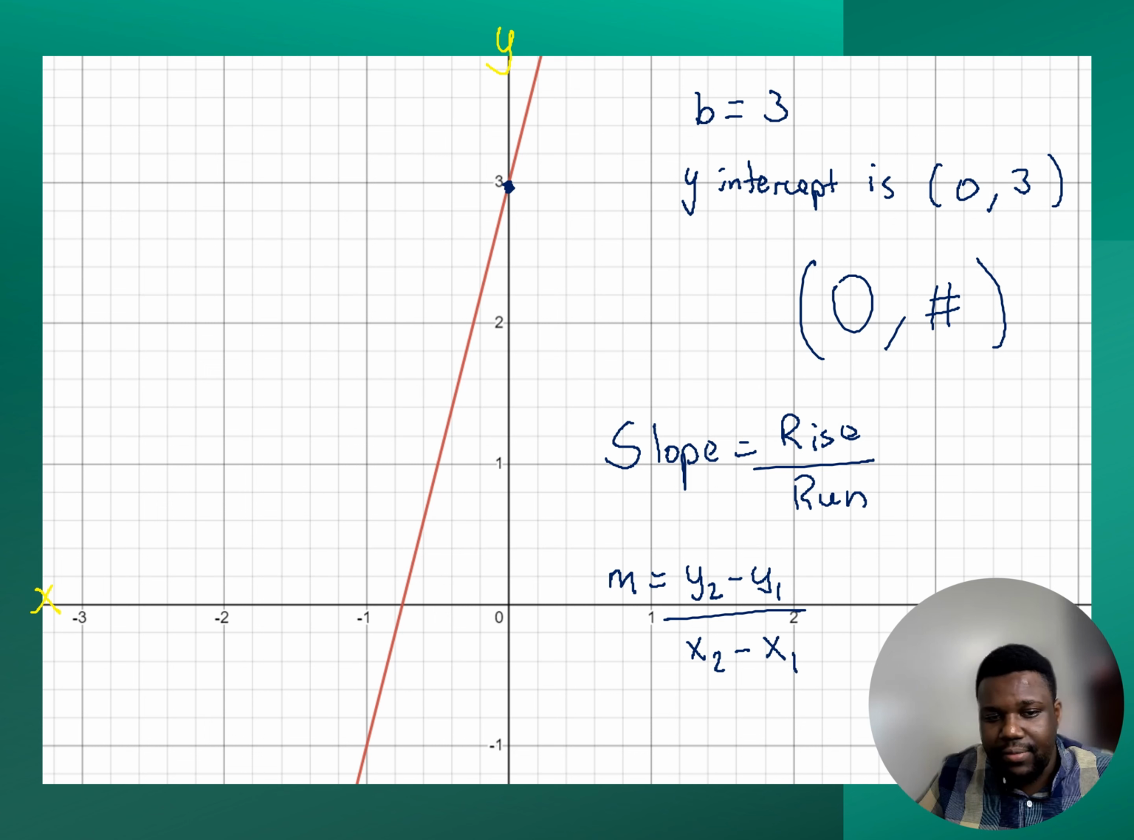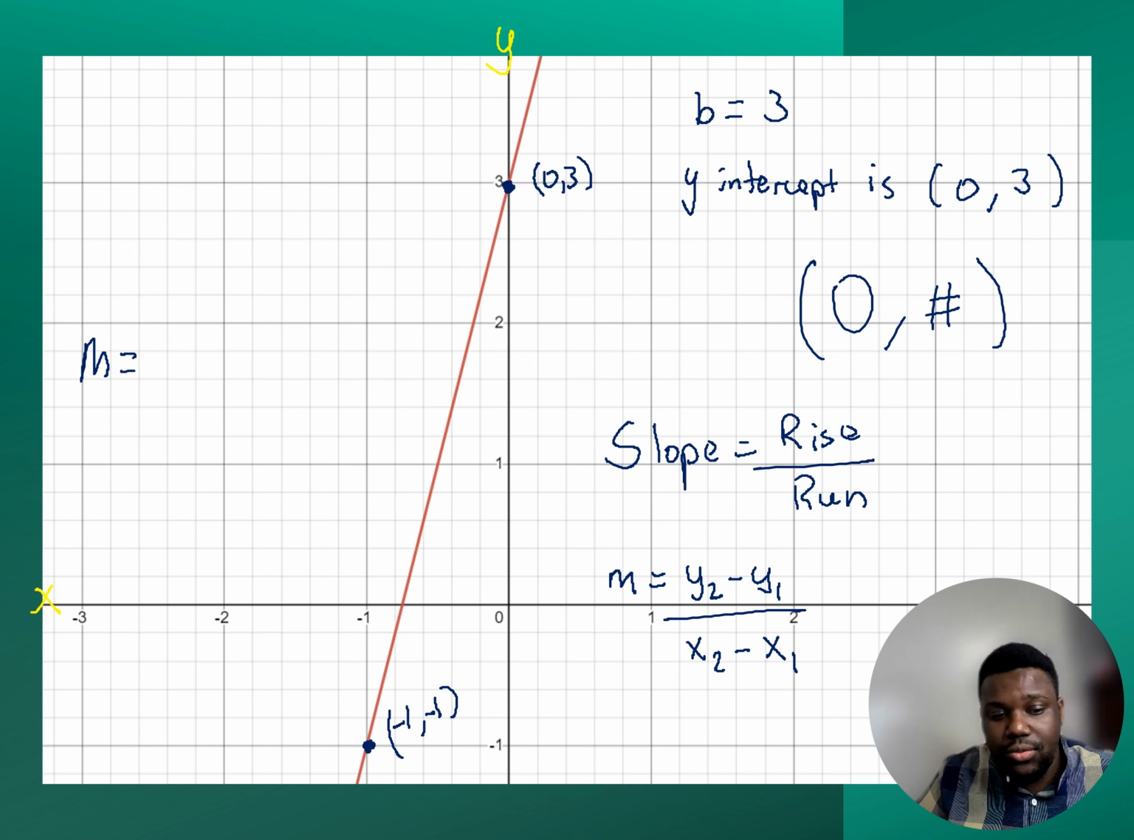Now for us to identify what the slope is, we must pick 2 points on the graph. So we can see that the graph is passing through this point right here. And again, this is (0, 3). We can also see that it is passing through this point right here. So this is (-1, -1). Now I can use these two coordinates, put them into the formula to find the slope, or I can simply just count the number of units that I rise.